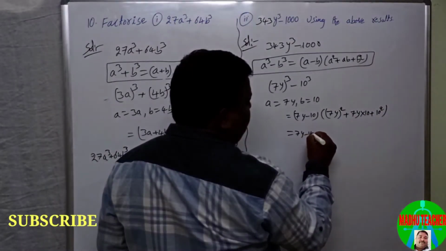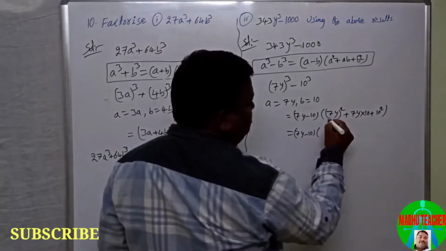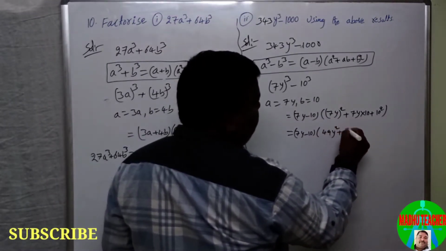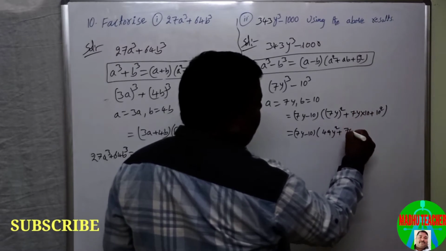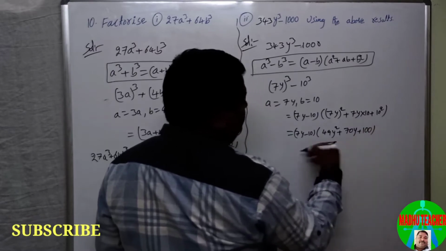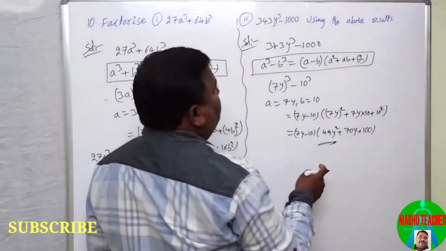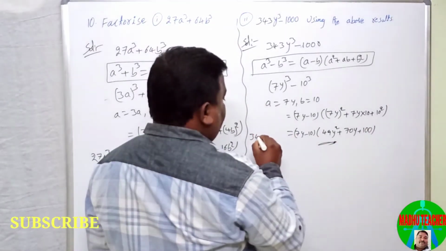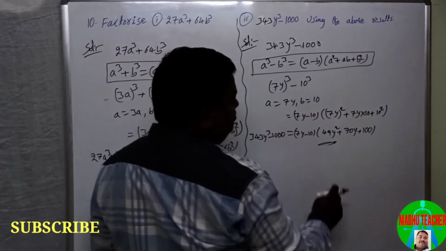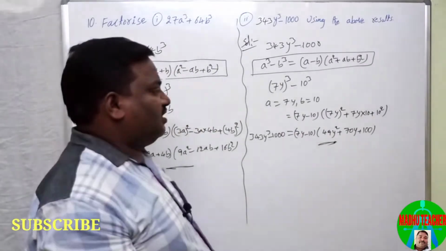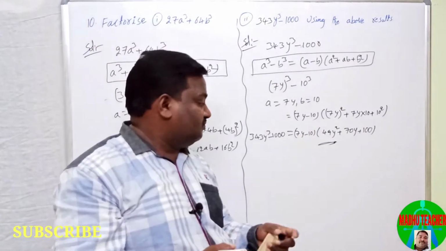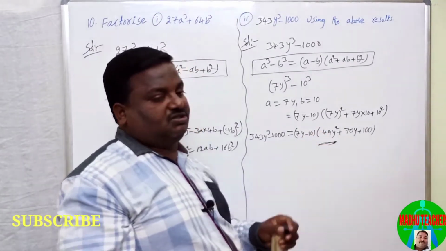That equals 7y minus 10 into 7y whole square, that is 49y square plus 7 tens are 70y plus 10 square is 100. This is the factorization. 343y cube minus 1000 equal to 7y minus 10 into 49y square plus 70y plus 100. These two are the factors of this.